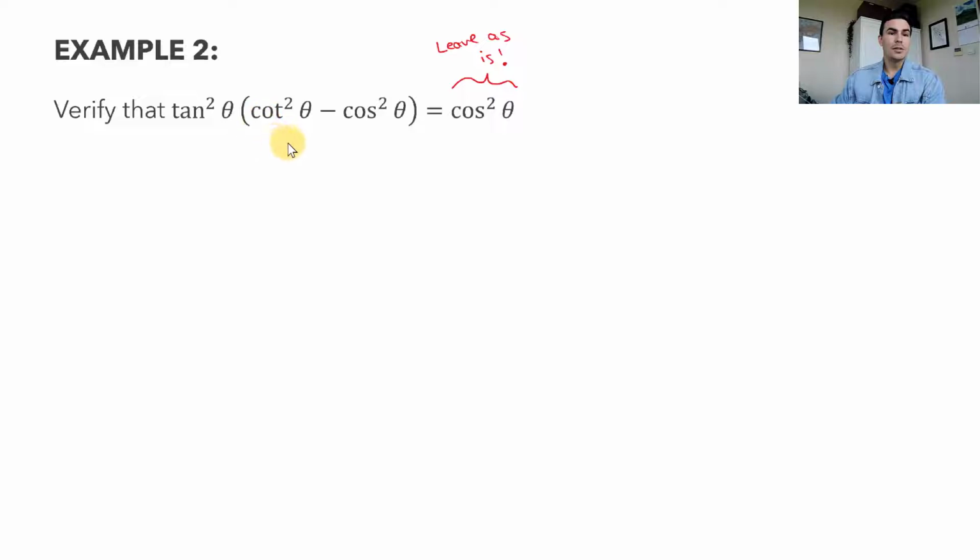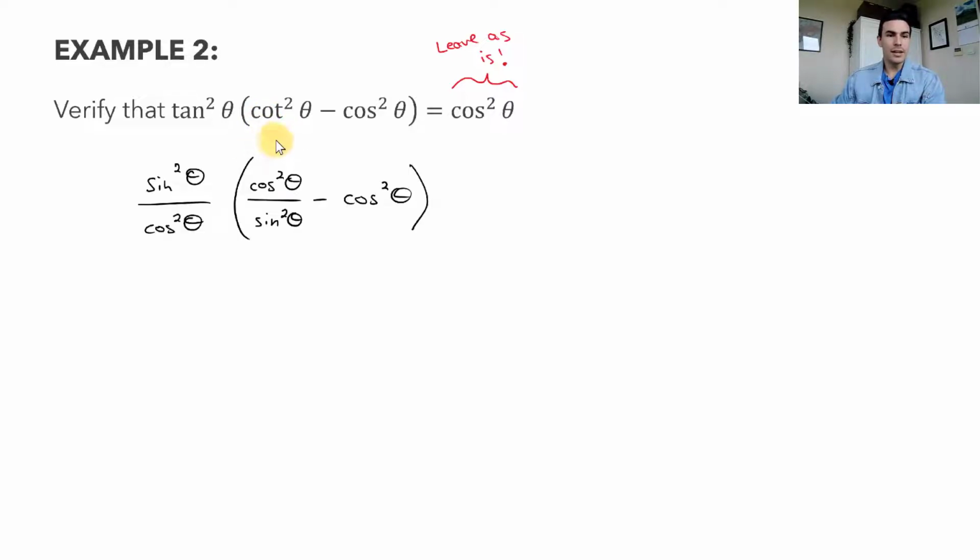And again, I'm just going to put everything in terms of sine and cosine on this left-hand side. So cotangent squared I'll write as cosine squared over sine squared. And then I'll leave this cosine squared here as it is.